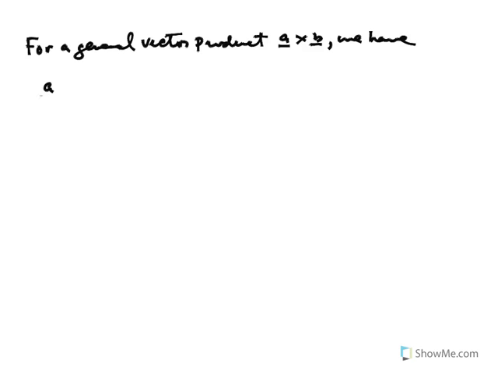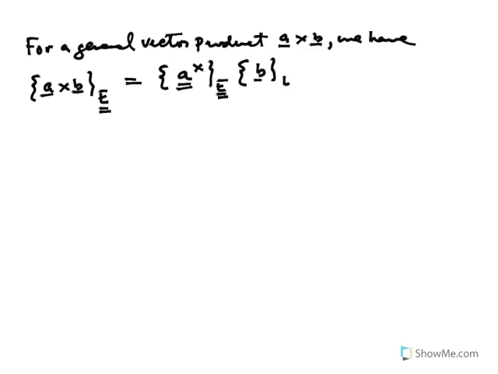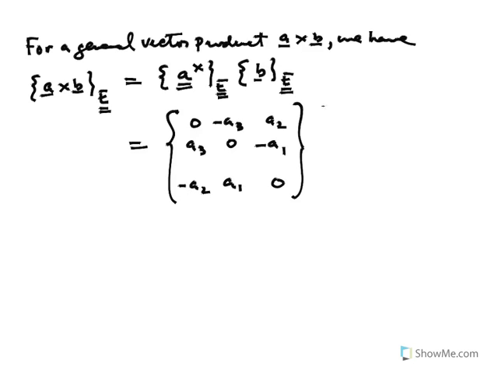So what you can do is this: for a general cross product or general vector product, A cross B, when expressed in some basis E, is equal to the matrix representation of this tensor in the basis E, multiplied by the vector represented in that basis E. That's equal to the matrix 0, minus A3, A2; A3, 0, minus A1; minus A2, A1, 0, multiplied by B1, B2, B3.